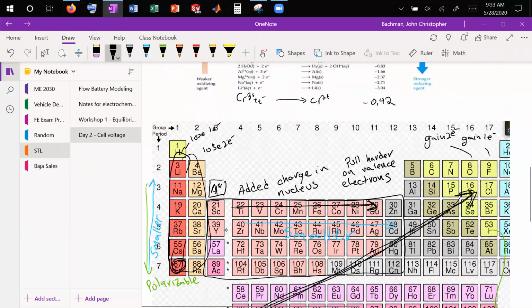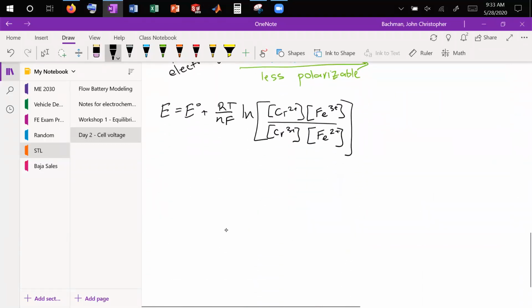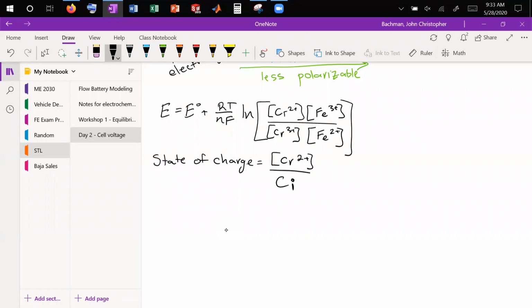So what we're going to say is that the state of charge of our system, you could do this for a flow battery, you could do this for a regular battery, is going to be equal to the concentration of chromium 2 plus over the initial concentration, which was 1 molar in our system. So if you could track the concentration of chromium 2 plus, you could figure out the state of charge of your battery. And you could do the same thing for iron 3 plus.